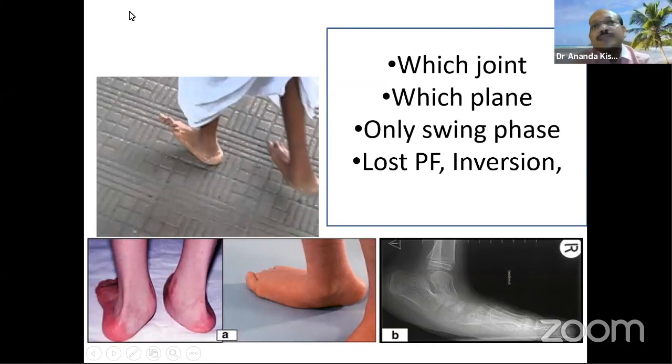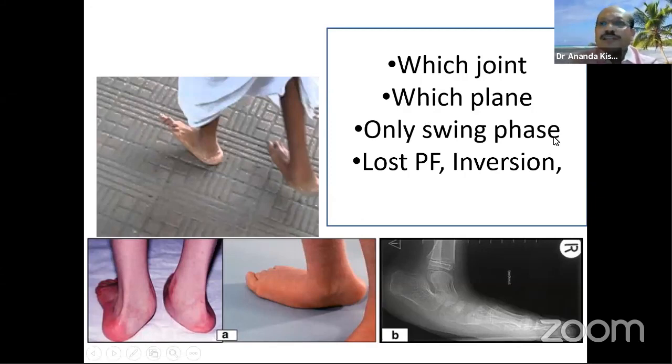Now, first we have to ask these questions. Which joint is affected in this case? See, this is the planovalgus foot with some dorsiflexion. You can see here, both the ankle joint as also the subtalar joint are affected. So there is multiple joint involvement, multiplanar instability.